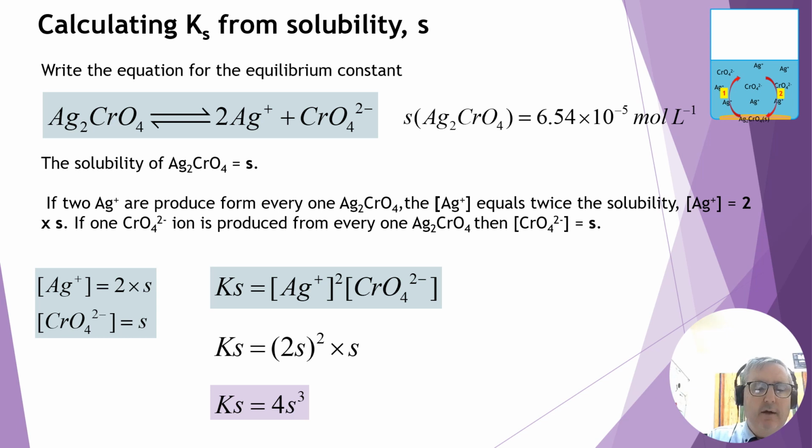So this is a simplified Ks equation we can use to solve a problem if we know the solubility, but we want to find out the Ks for a sparingly soluble solid that is a 2-to-1 ratio or a 1-to-2 ratio. So if you again pause the video, see if you can solve what the Ks for this problem is.